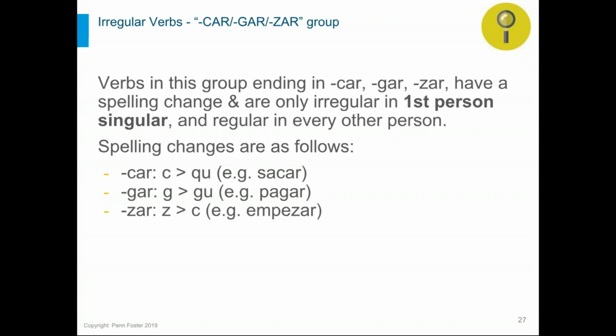So those changes are as follows, as you can see on the bottom part of the slide. If a verb is CAR, when you conjugate in first singular, the C changes to a QU. But the C remains in every other person, making those other persons regular, as you see above. GAR verbs, the G changes to GU, first singular only, keep the G alone in the rest of the conjugation. And then ZAR verbs undergo a Z to C change in first singular only. All right, and keep the Z in the other persons.